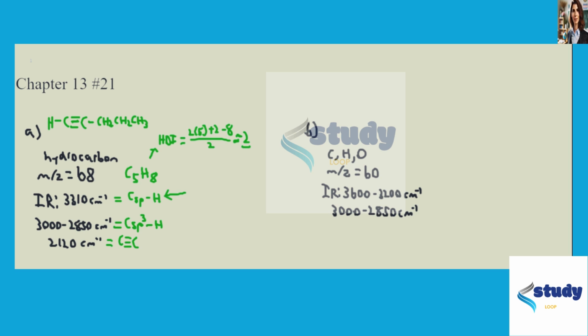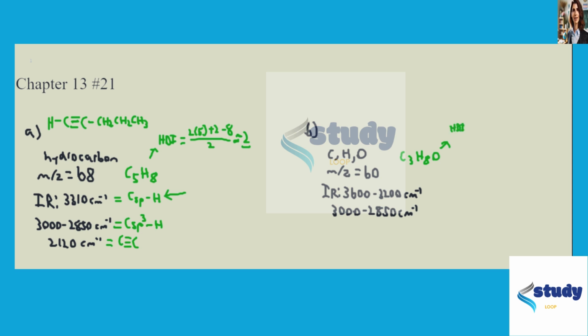So let's go with 3 carbons to start. So C3, and if we assume that we have only 1 oxygen, 3 carbons is going to be 36. An oxygen is going to be another 16, so that'll get us to 52. So that leaves room for 8 hydrogens. So our formula could be C3H8O. And I'm going to go ahead and just assume that that's the correct formula, and do the HDI.